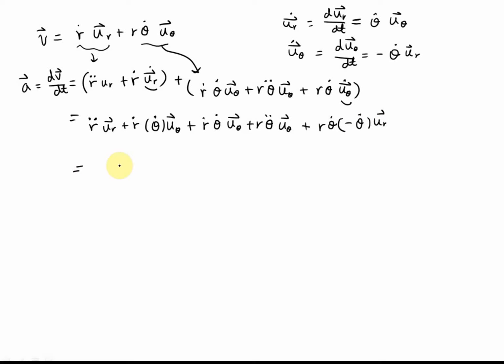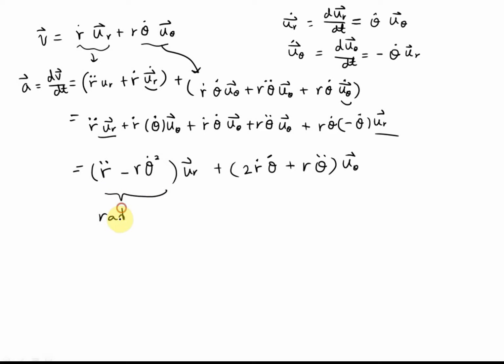I'll rearrange everything. If you just look at the u_r terms, this is r double dot, and then negative r theta dot squared. Plus we have 2 r dot theta dot plus r theta double dot in the u_theta direction. So these are our acceleration components. These are the radial components, and these are our transverse components.